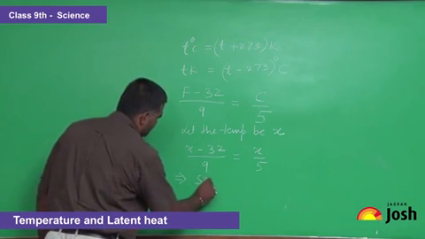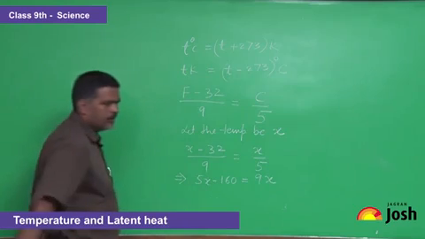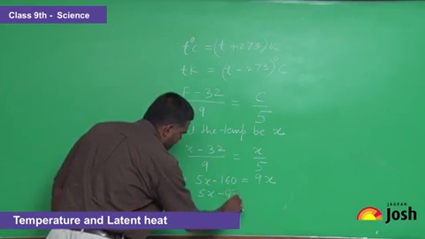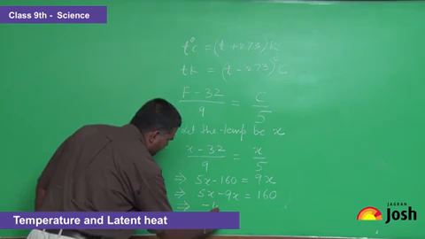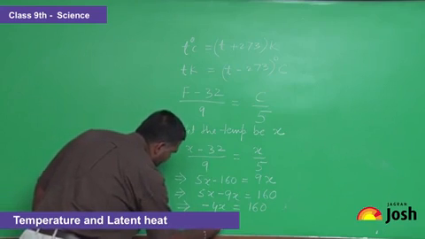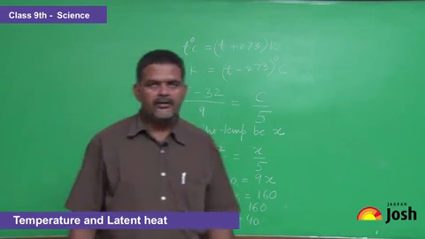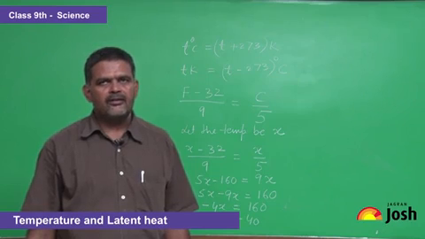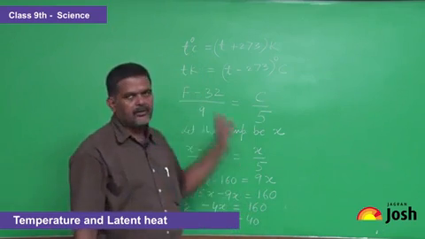It implies 5X minus 160 is equal to 9X. 5X minus 9X is equal to 160. That is, minus 4X is equal to 160. So X is equal to minus 40. Means minus 40 degree Celsius is equal to minus 40 degree Fahrenheit. So these are the scales in which the temperature can be measured, and they are interconvertible.